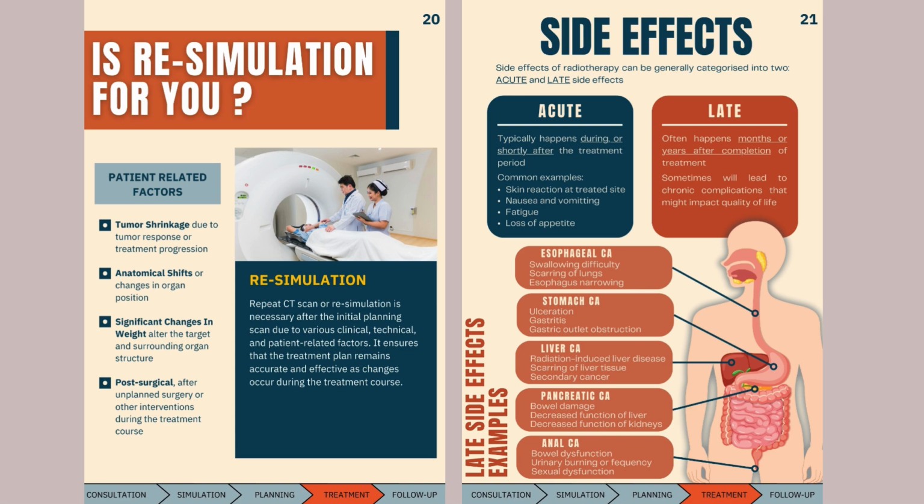Meanwhile, for liver cancer, they include radiation-induced liver disease, scarring of liver tissue, and secondary cancer. Pancreatic cancer includes bowel damage, decreased function of the liver, and decreased function of the kidneys. Anal cancer includes bowel dysfunction, urinary burning or frequency, and sexual organ dysfunction.